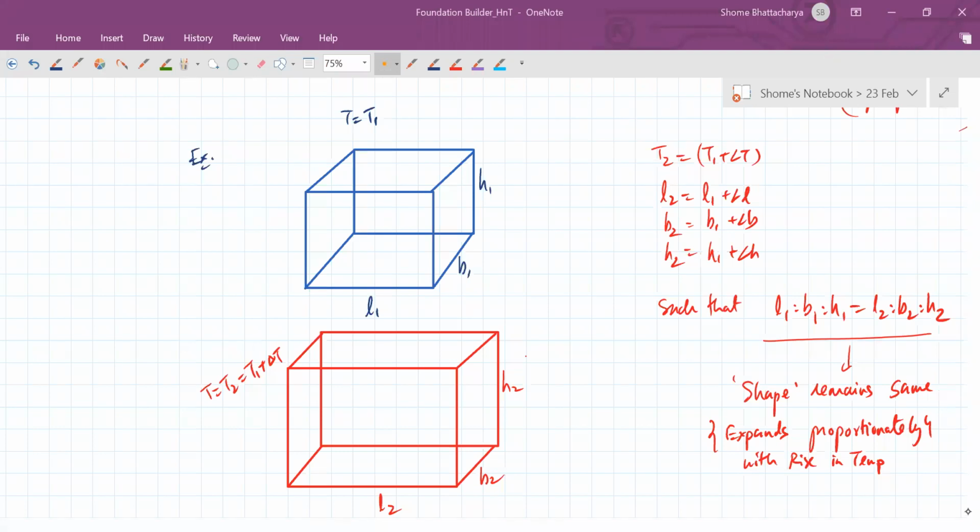Then in structural and civil engineering, where you have steel structures or you have cable bridges, etc., where the load bearing is done by steel cables or by steel structures, thermal expansion plays an important role and has to be accounted for in the load bearing part of it also.